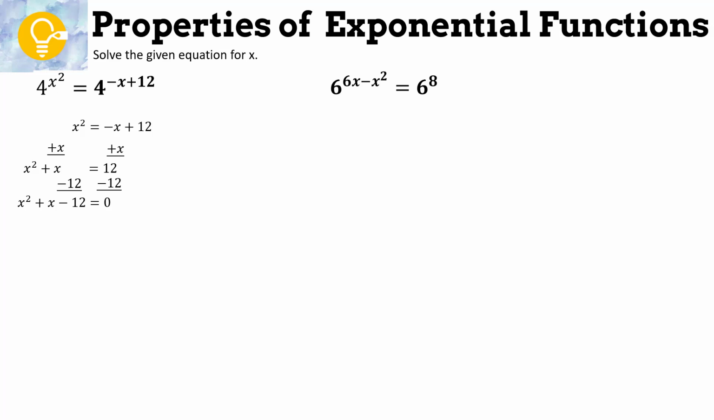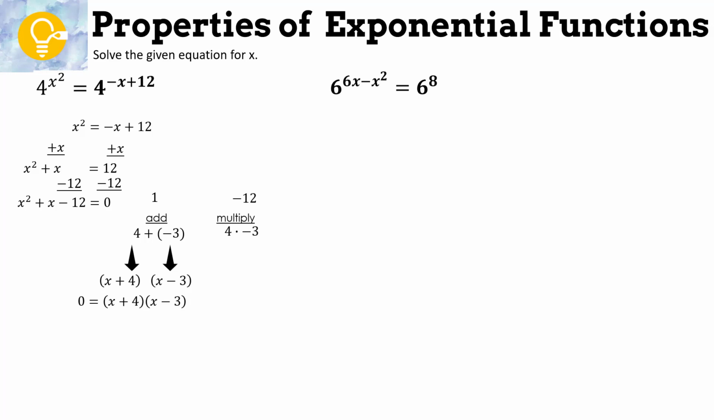Perfect for us to factor. That means we need to think of two numbers that multiply to -12 that also add to 1. 4 times -3 is -12. And 4 plus -3 is 1. That gives me what I like to call my magic numbers. We'll have x plus 4 and then x minus 3. Let's put them into our equation.